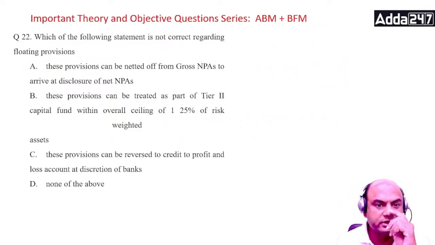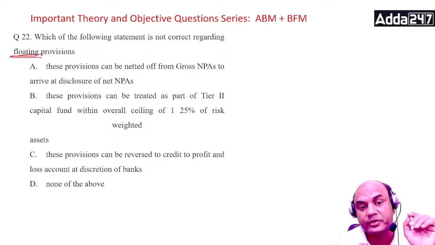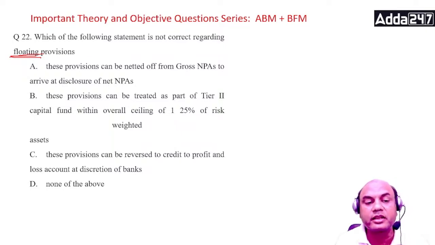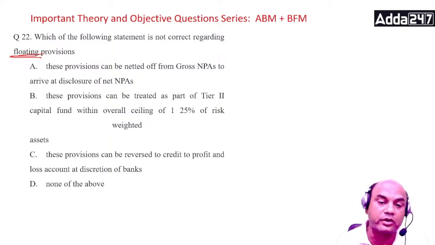Which of the following statements is not correct regarding the floating provisions? Regarding the floating, remember this, floating provisions. The provisions can be netted off from gross NPAs to arrive at the disclosure of net NPAs. Think over it. Which of them is not correct regarding the floating provisions? I'll give you the answer later. First, you try yourself. Okay.